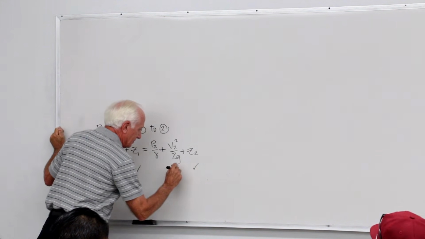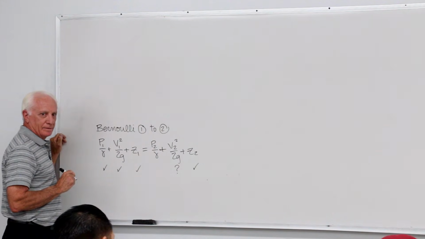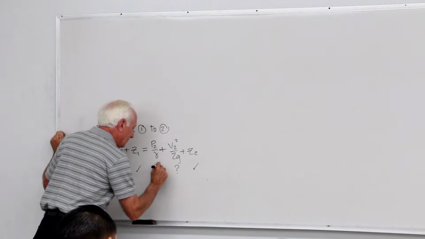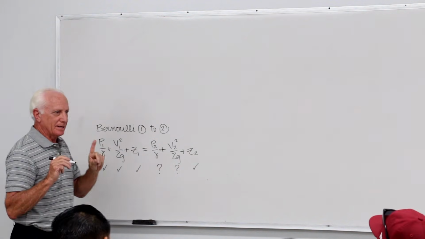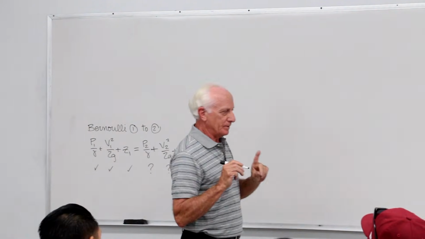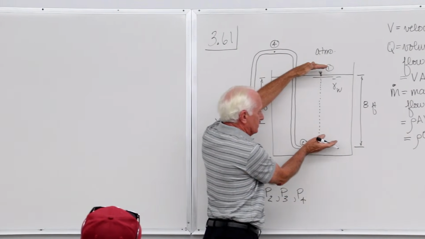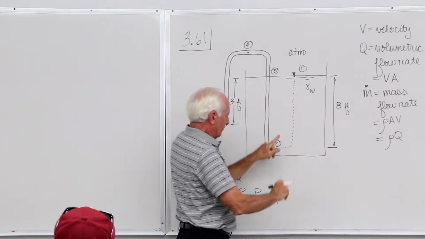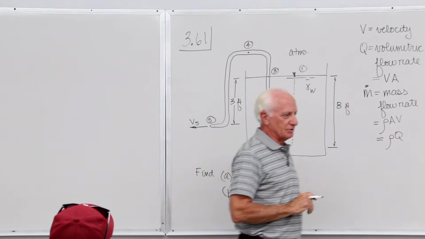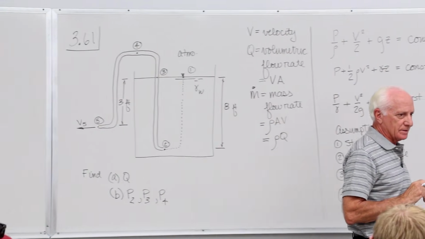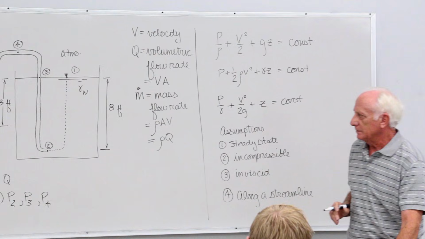V2. I don't know what the velocity is in there. P2. I don't know what the pressure is just at the pipe inlet. This is not fluid statics. It's not gamma times this because the fluid is moving at point 2. So it's not chapter 2, fluid statics. This is chapter 3.